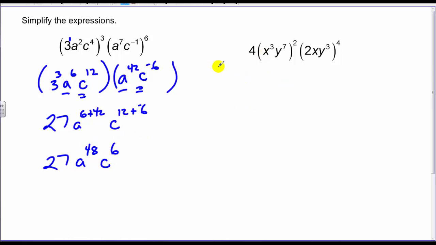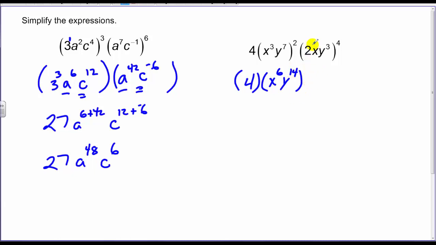Now you'll notice the terms are moved all over the place in this case. I have 4 outside of everything, so there's no powers associated with that 4. So this is just 4 times, I have bases with powers raised to a power, so I'm going to multiply powers in this first step. X to the 6th, y to the 14th.